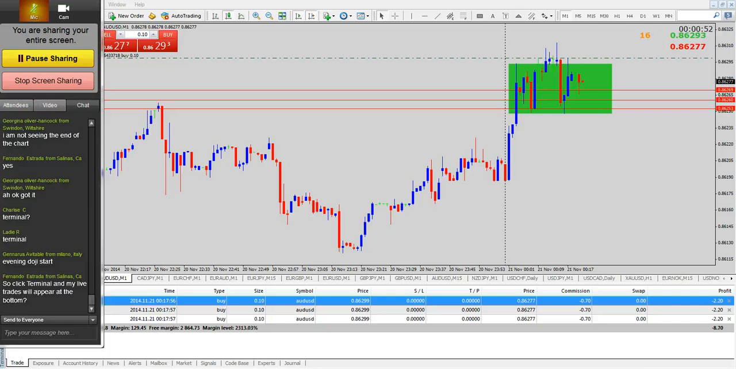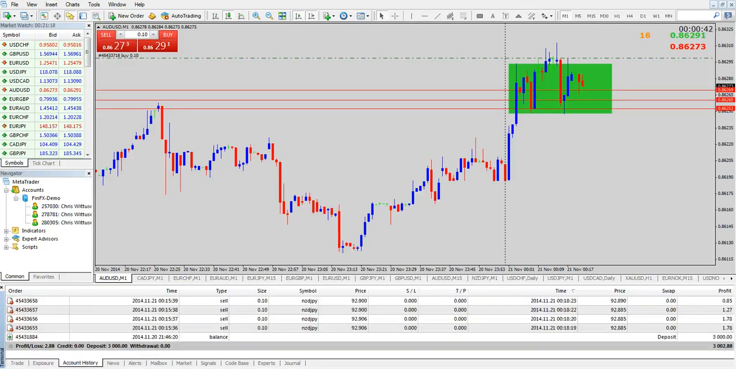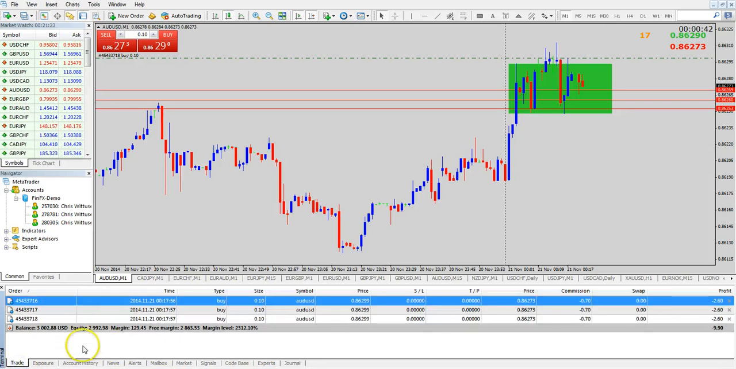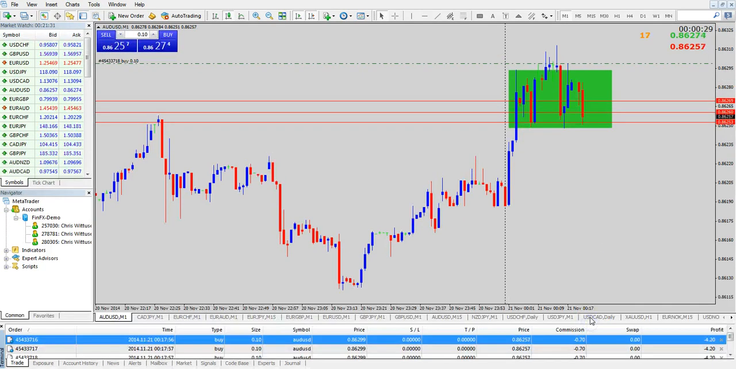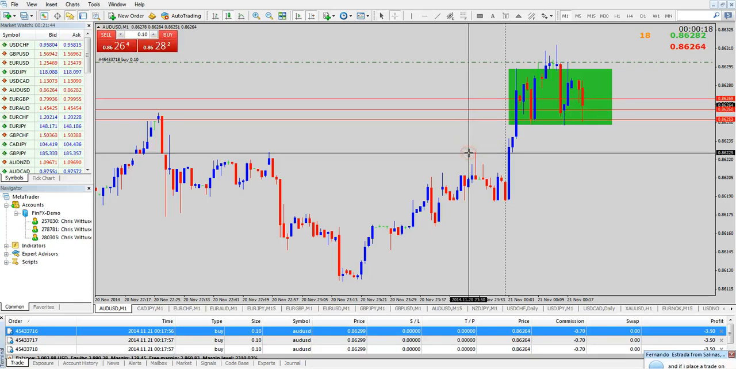So click terminal and my live trades will appear at the bottom. Yep, they should, Fernando. When you click terminal, you see this. You should get exposure, account history, news, alerts, mailbox, and so on, and journal. So you should see all your trades there. Anyway, we'll let this baby sit here. It's going to bounce in and out of this box probably for a little while. Where should I set the stop loss on this baby? Probably right there. How many pips? 2.2 pips.